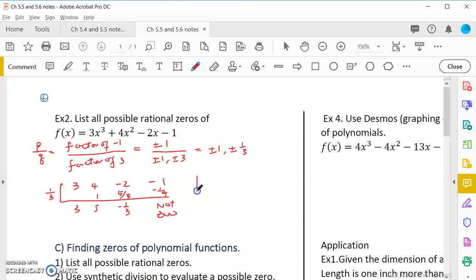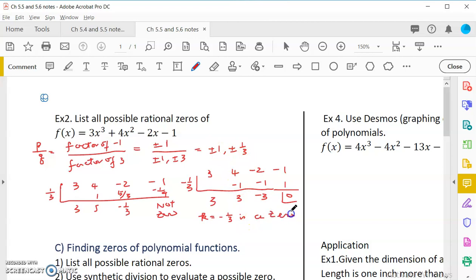But let's check negative 1/3. 3, 4, negative 2, negative 1. Bring down the 3. 3 times negative 1/3 is negative 1, so it's 3. Then 3 times negative 1/3 is negative 1, so negative 3 plus 3. Negative 3 times negative 1/3 is 1, so the remainder is 0. So I checked that negative 1/3 is a zero. It could have been not, but it is in the list. So you just have to check all the possible zeros.